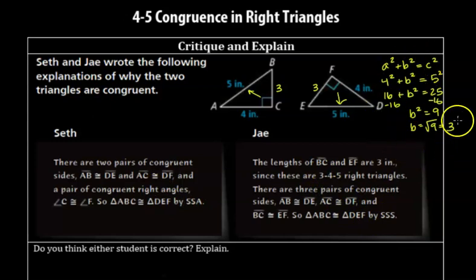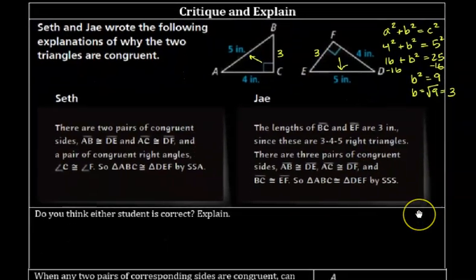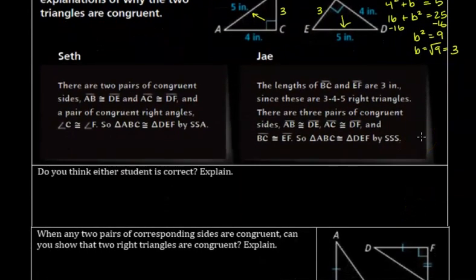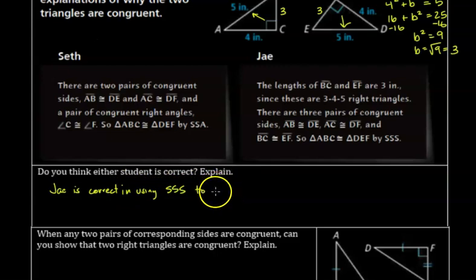I follow everything that Jay is talking about here. He determined using the Pythagorean theorem that the third pair of sides are congruent. So we definitely do have side-side-side congruence there. So I'm going to come down here and say Jay is correct in using side-side-side to prove the triangles are congruent.